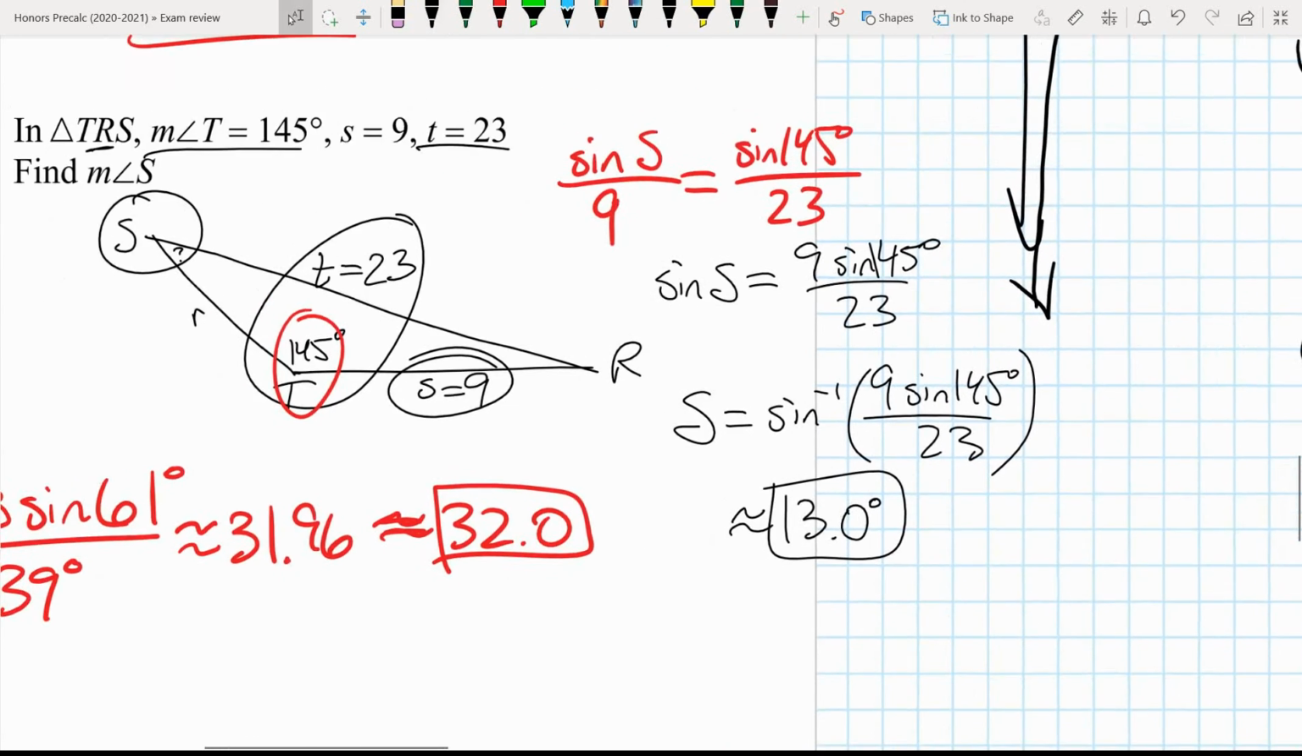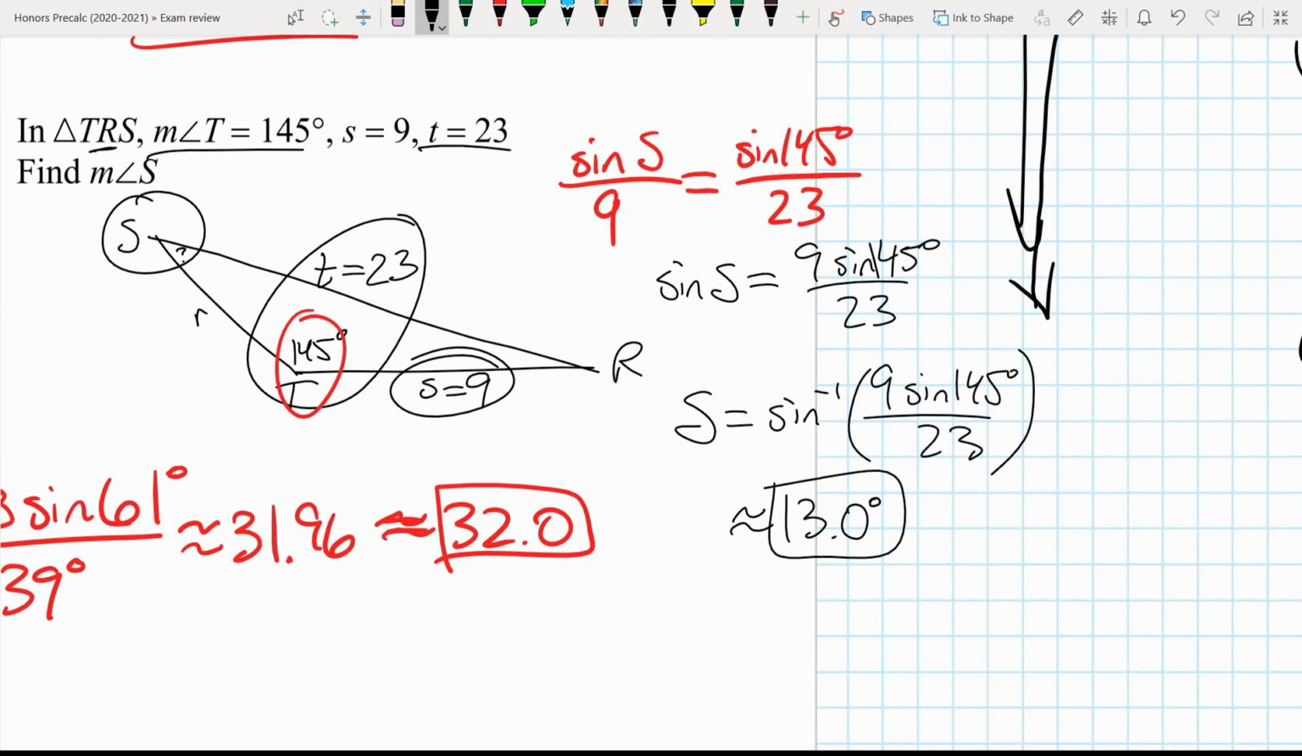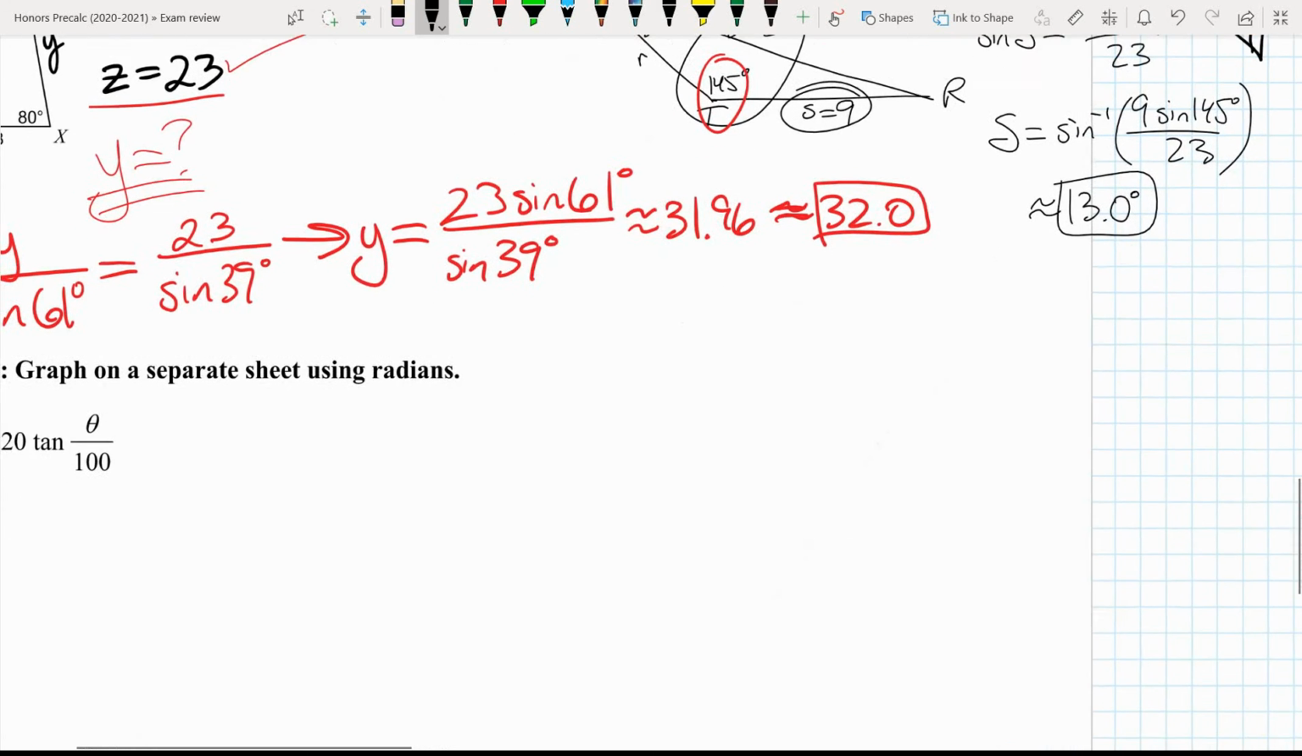And does that look right? We kind of drew this to scale. Does this angle up here kind of look like it's about 13 degrees? Yeah, it kind of makes sense. Looks about right. It's always good to check that.